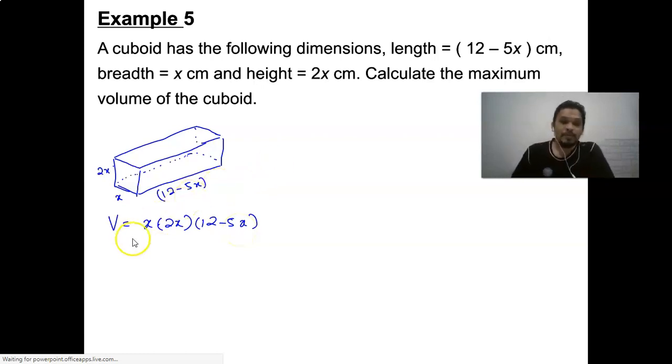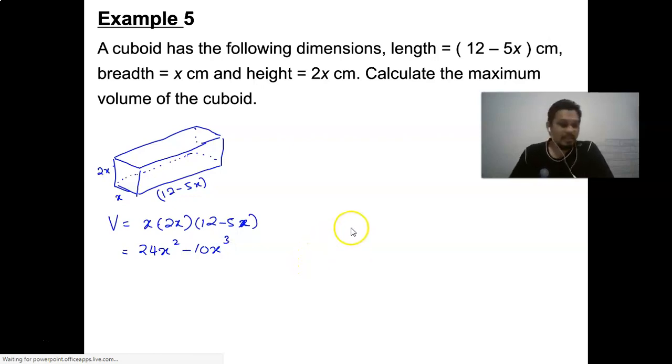Okay, so we multiply and simplify all this. 2x times x is 2x squared, and 2x squared times 12 is 24x squared. And then x times 2x is 2x squared, multiplied with negative 5x gives you minus 10x cubed.